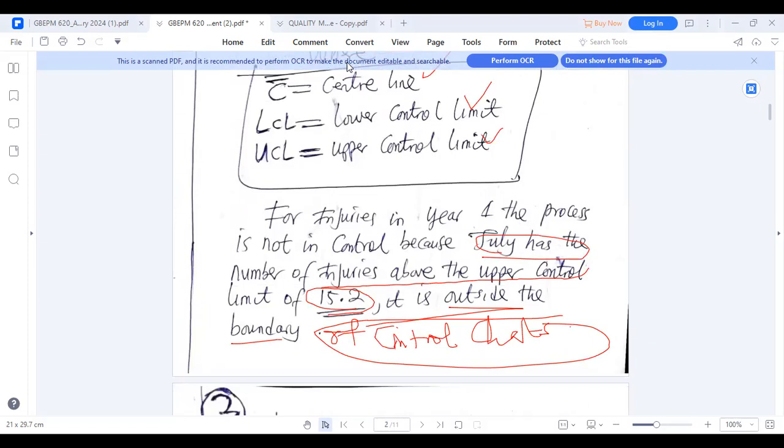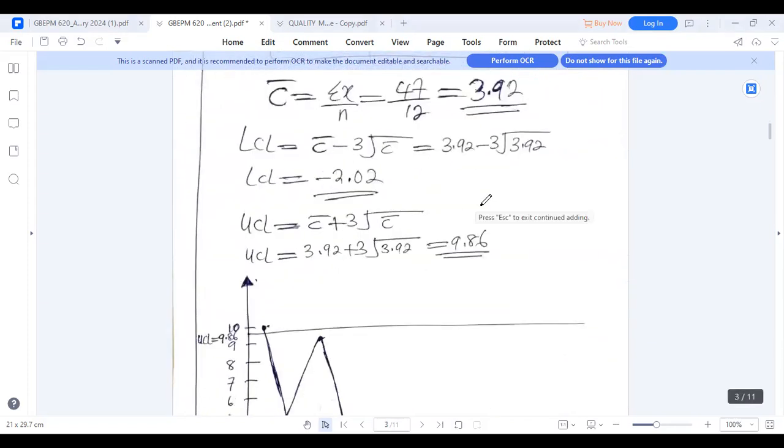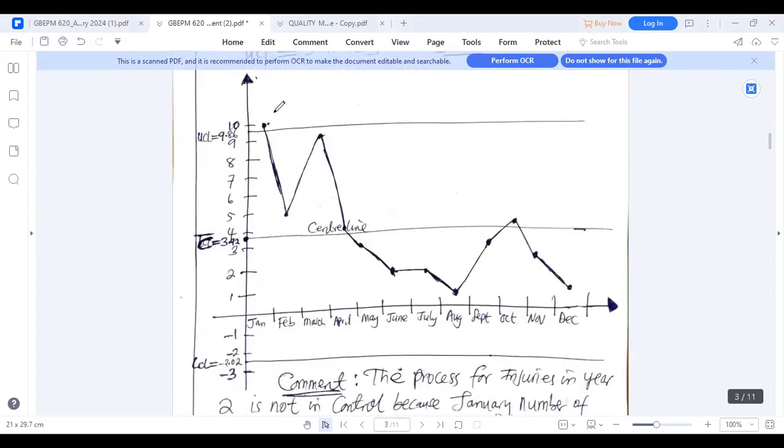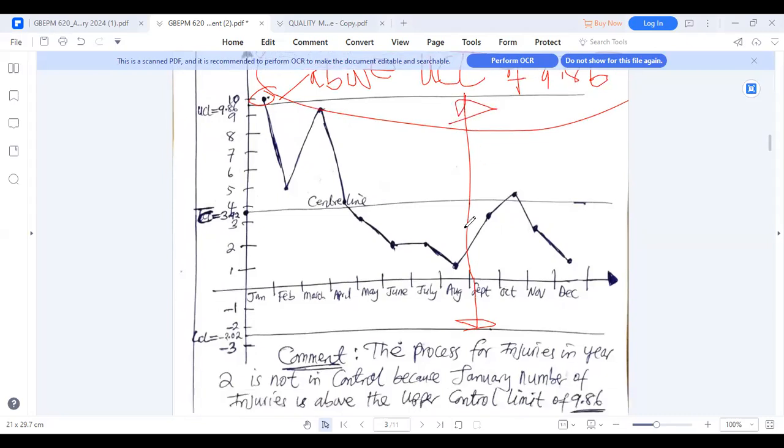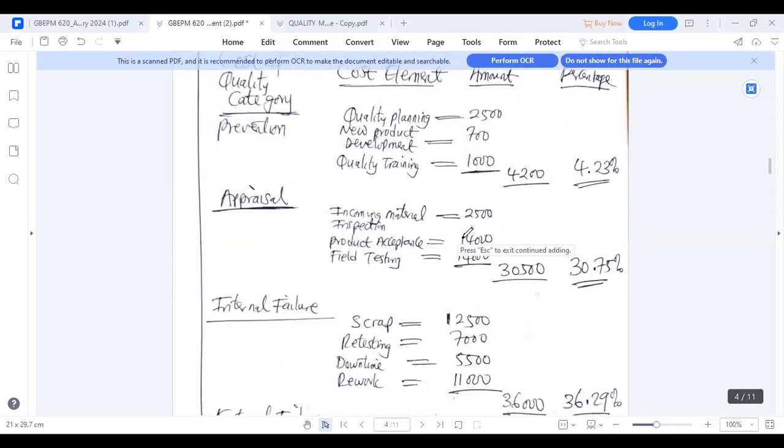Then getting down to the other one, also, this one is not in control, all right? Because this one is above the upper control limit of 9.86. So it's not in control. These boundaries are the ones that we actually look for, all right? So then we get down to the second question.